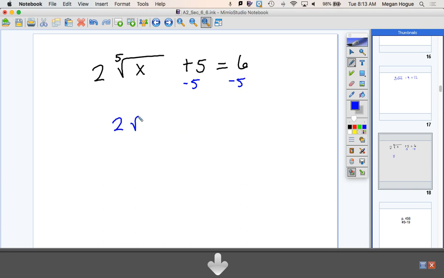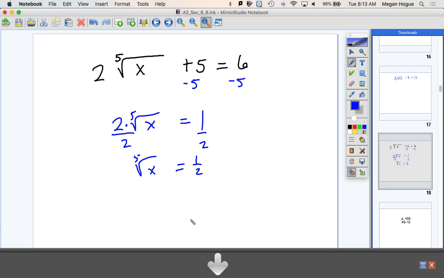So 2 5th root of x equals 1. Jordan, what do you want to do next? Yeah, so again, this is just multiplication out here, so divide by 2. So the 5th root of x equals 1/2. So we hadn't seen a fraction over here. It's not going to be a big deal.